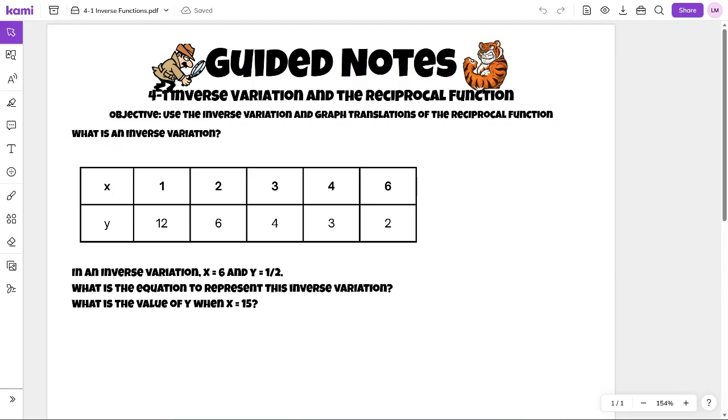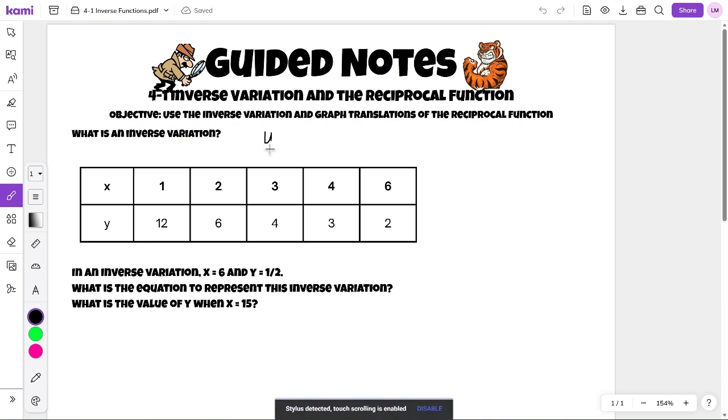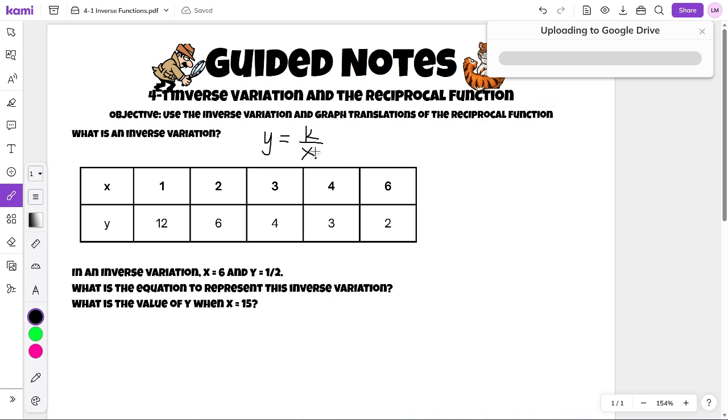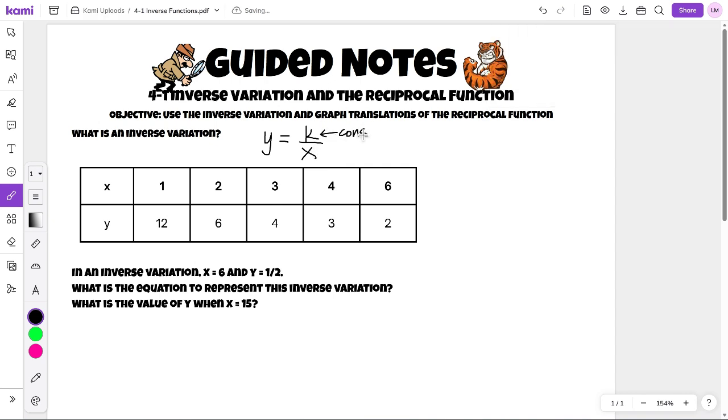All right, 4-1, inverse variation and reciprocal function. So first, an inverse variation, y equals k over x. So we read this, y varies inversely as x. And so k is called my constant of proportionality.